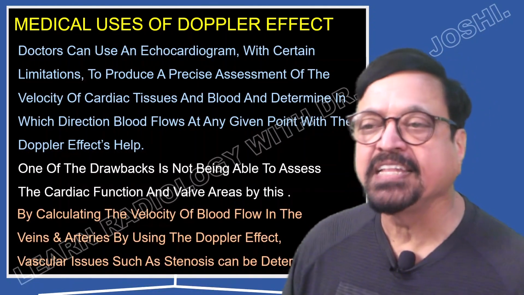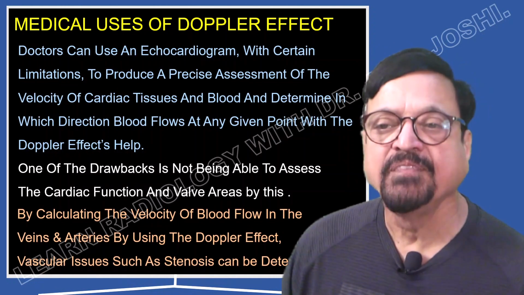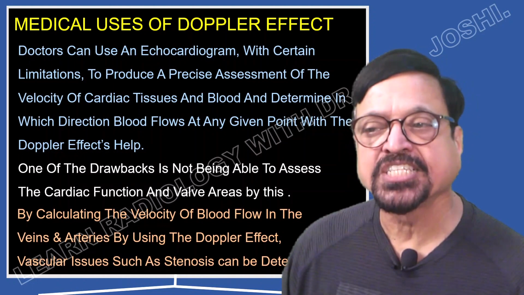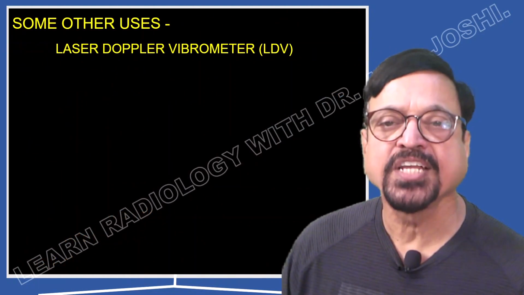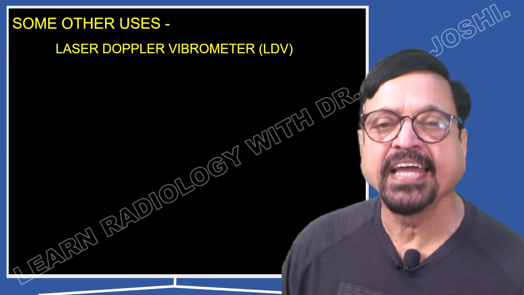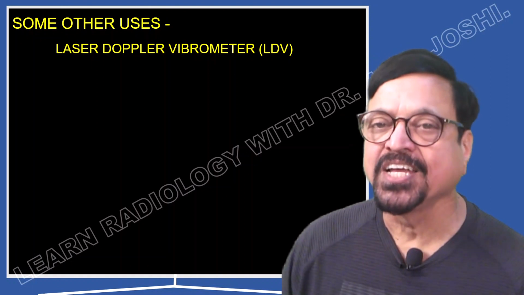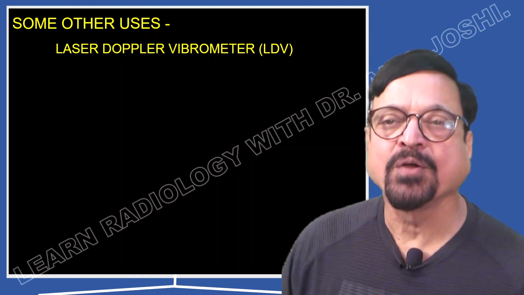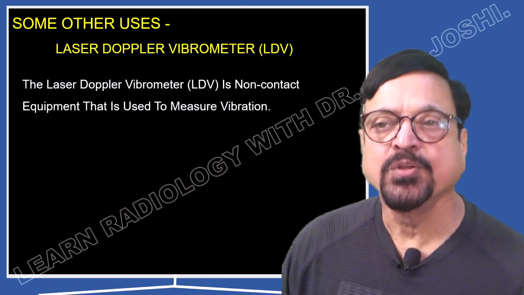By calculating the velocity of blood flow in the veins or arteries using the Doppler effect, vascular issues such as stenosis can be determined. You can determine the site of stenosis, and you can note the severity of obstruction. All those things are covered in my other lectures. You can go to them by going to the website or the YouTube channel.